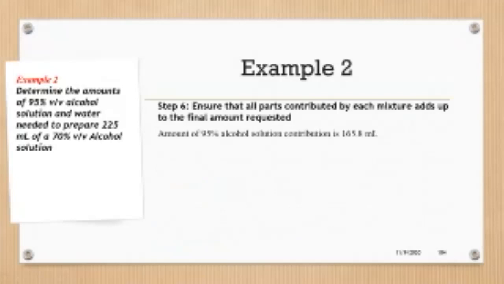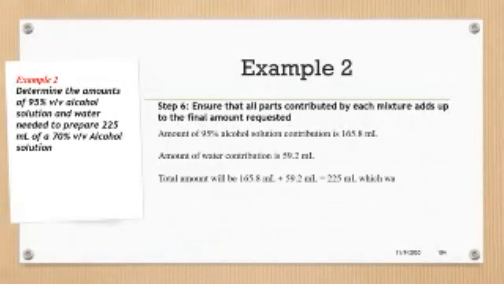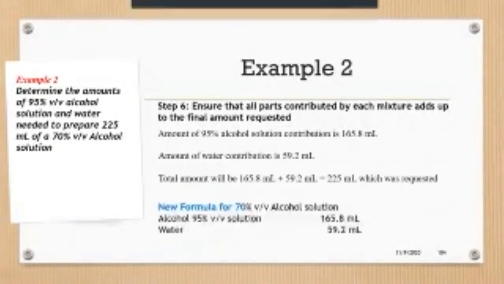So if we are going to be mixing 165.8 mils of the 95% alcohol along with 59.2 mils, then we should end up with 225 mils thereabout, which is what we have. So the new formula for the 70% volume in volume alcohol solution, or the amount of ingredients that will be required to make 70% alcohol solution, would be 165.8 mils of the 95% alcohol solution and 59.2 mils of water. Mix them together and voila, you have your 225 mils 70% alcohol.